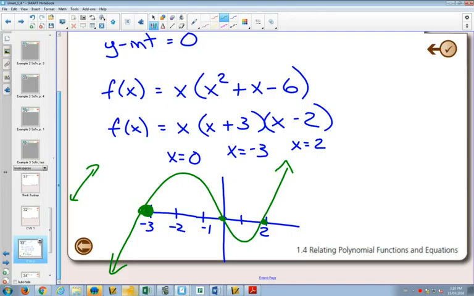So, questions that you can do that are sketching ones like this are 7 and 13.